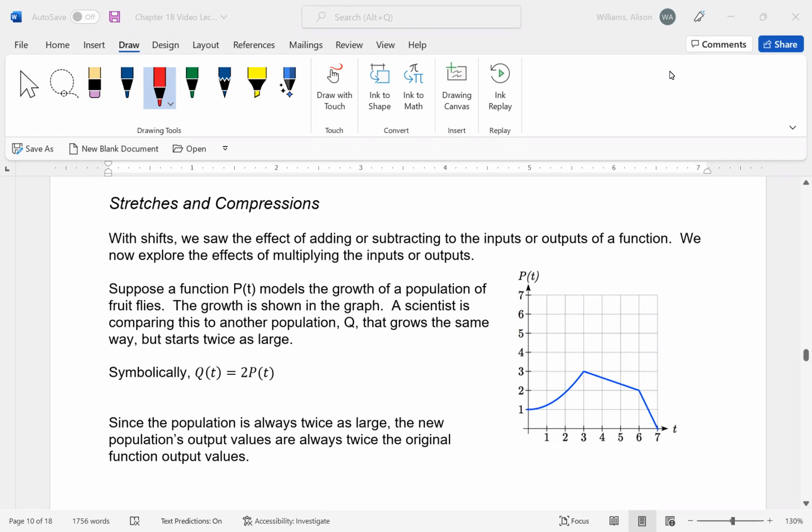And then let's say a scientist is looking at another population, but they start twice as large. But they're going to follow the same growth pattern, which basically means the whole time they're going to be twice as large as P of T. So they created this equation to express the second population, Q of T, and it's 2 times P of T. P of T are the outputs, so it's basically taking every output and doubling them. So let's see what that looks like then.